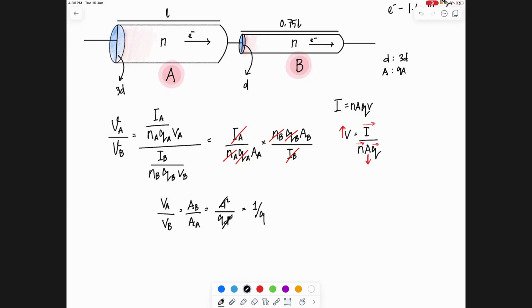Square. Anyways, the point I want to make here is that drift velocity is independent of what in your wire? The length of your wire. And it's kind of evident. I equals nAqv, right? What is length? There's no length there, right? So the length doesn't really have a role to play here. So the answer is 1/9.